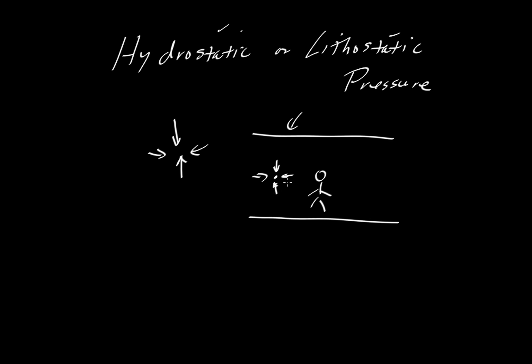And if those pressures are all equal, then we have a so-called hydrostatic pressure, and the hydro comes from the fact that water has no shear strength. So it is not able to sustain a pressure that's different in one direction or another.